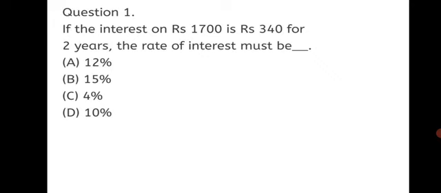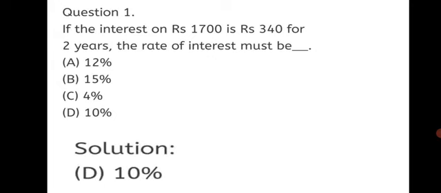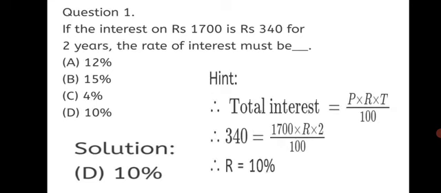So here we have been asked rate of interest. So we will use the same formula. Interest is equal to P into R into T upon 100 and find out the rate of interest. When you solve, you will find out that the rate of interest is 10%. How do we do that? Let's have a look. Total interest, that is I, is equal to P into R into T upon 100. Interest is given as 340. So we write 340 is equal to interest on rupees 1700 means 1700 is our principal.